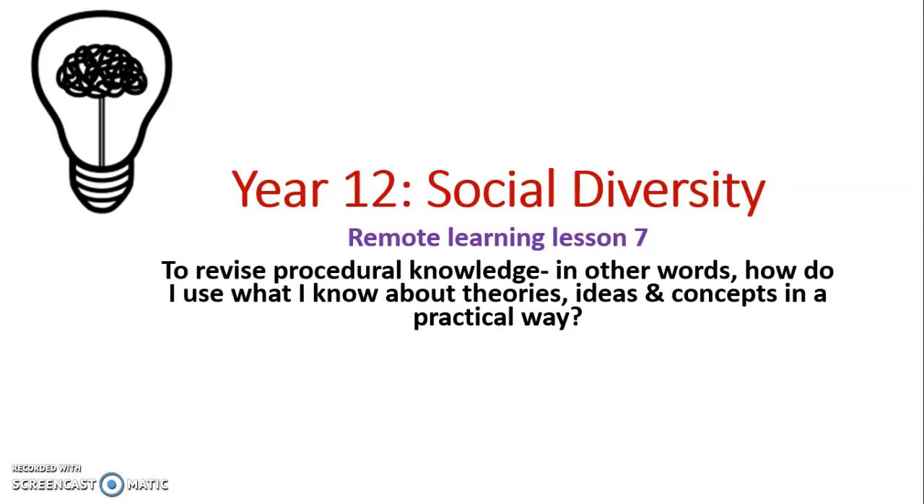Now, we've done in the previous weeks all that revision of your theorists around social diversity, and we're going to look now at applying that knowledge. We call that procedural knowledge. In other words, how do I use what I already know about theories, ideas, and concepts in a practical way? This week, we're going to look at how we would apply that knowledge in a looser way, when we look at how we would be asked to analyze texts. But the text will be somehow linked to our understanding of social diversity, so our knowledge and theories will come into play that way.